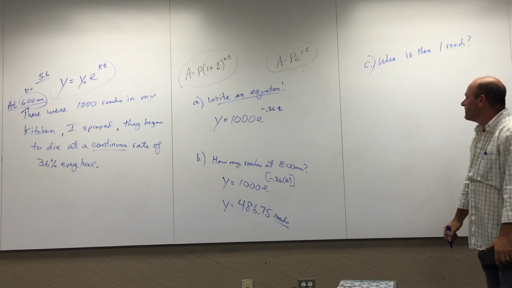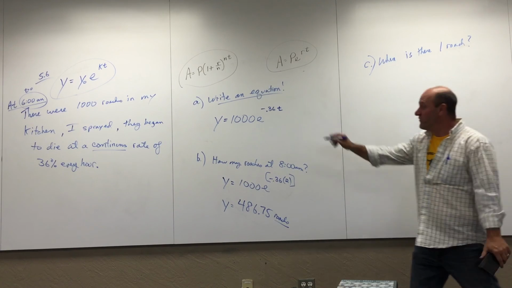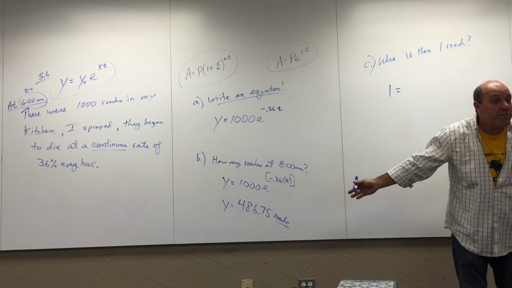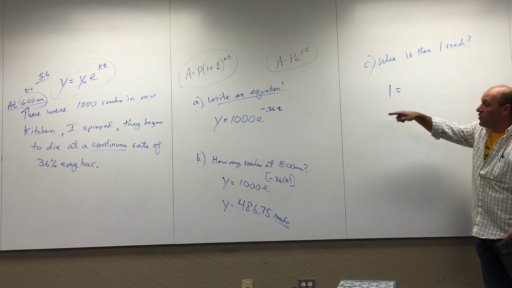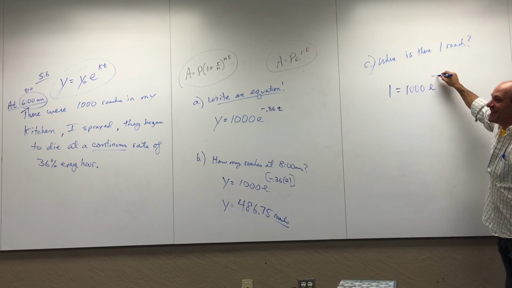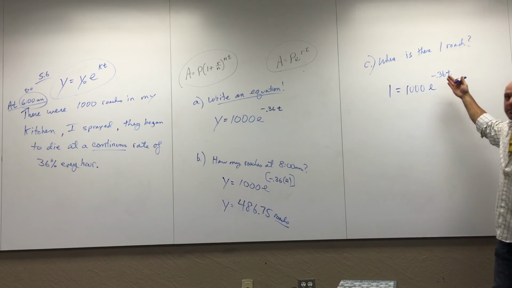What should I do? Put the 1 in for y. Thank you. You put the 1 in for y. It's like when I asked you when will it be $1 million? You put the $1 million in for y. This time, when will it be 1 roach? You put 1 roach in for y. This is 1,000 times e to the negative 0.36 t. And now we got to solve for t. And we've been practicing this. It isn't too bad.